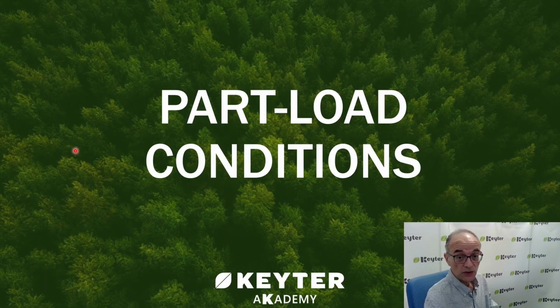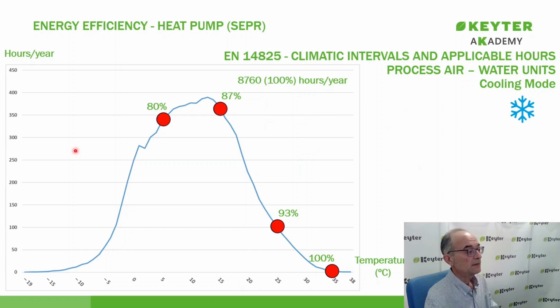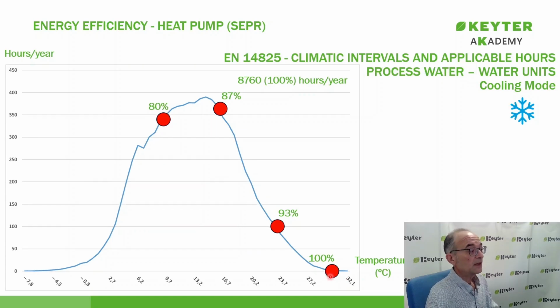What are the partial load conditions that we need to consider? All right, so for this equipment, for air-to-water process chillers, we will use approximately 80% for 3 degrees of outdoor air temperature, 87% for 15 degrees, 93% for 25 degrees, and 100% of full load for 35 degrees outdoors, which is what Eurovent specifies. In other words, we don't change anything here. So, well, there are no surprises here either. For water-to-water operations, we will find the same thing, but of course, all of it refers to that water temperature in the external heat exchanger.